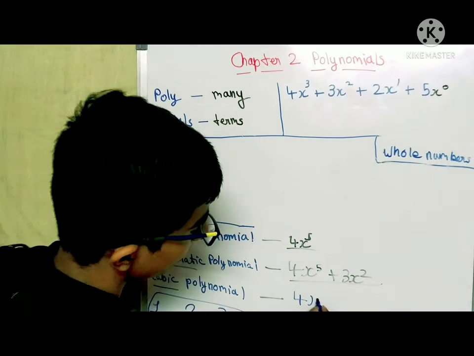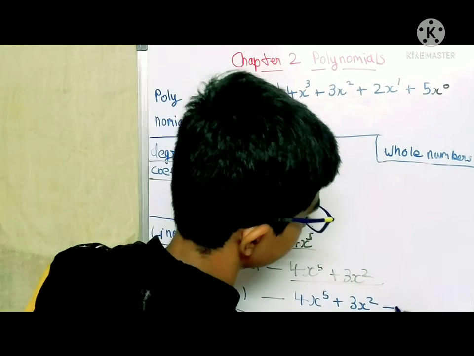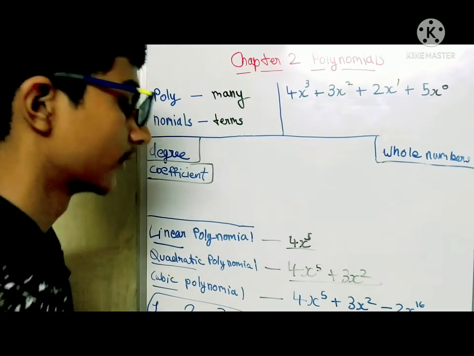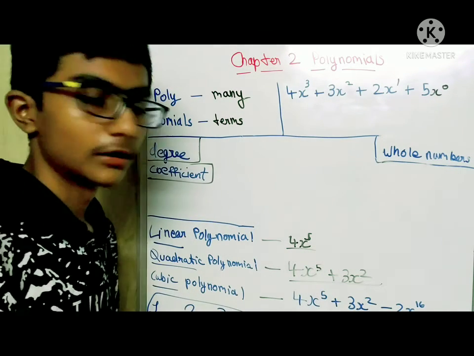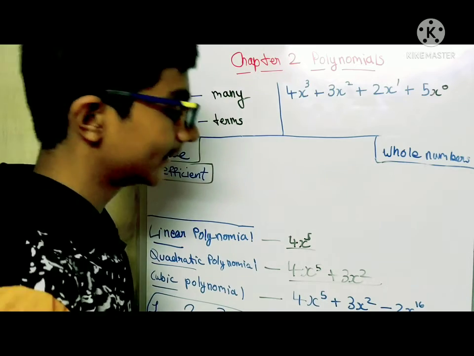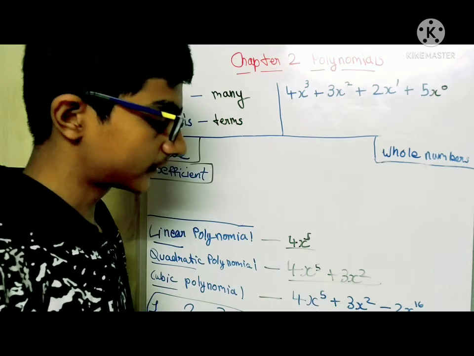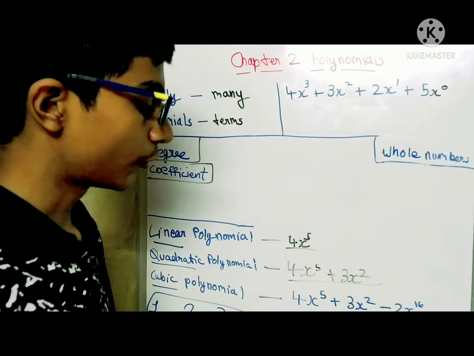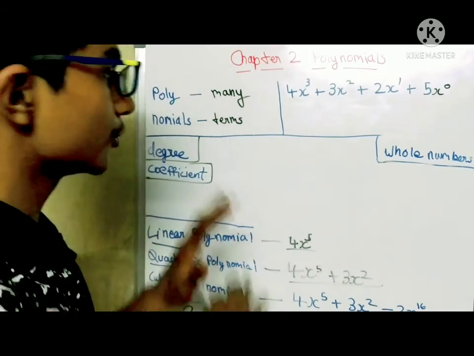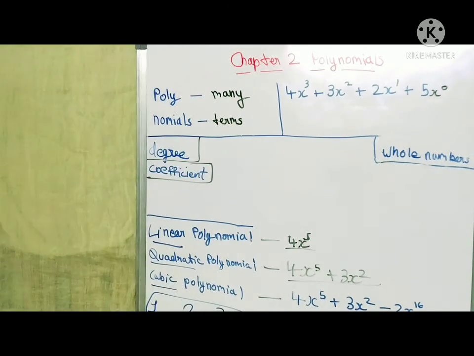So an example of cubic is this. Now this is a cubic polynomial. But can you say what is the degree in this cubic polynomial? Yes, the degree is 16. Now what is the coefficient of x5 in this equation? The coefficient of x5 is 4. So I hope you understood what chapter number 2, polynomials, is all about.